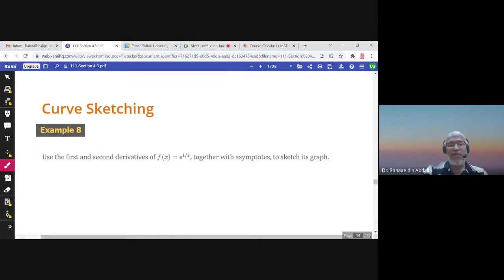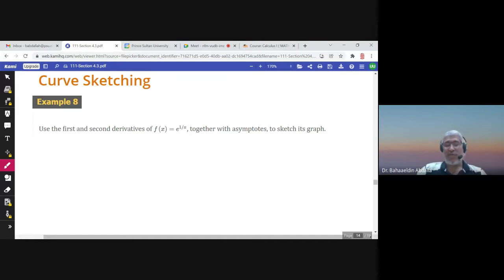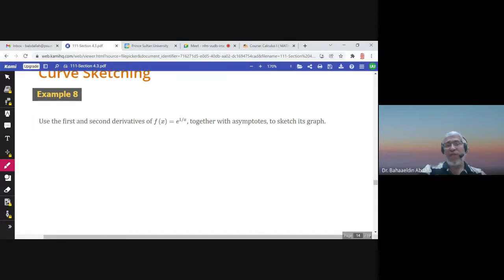Let me solve one example about curve sketching, and we will continue exercises about curve sketching in another video. So curve sketching, after we find all of this information from the first derivative and the second derivative, we can also use information we know before, add all of them together and sketch the curve.